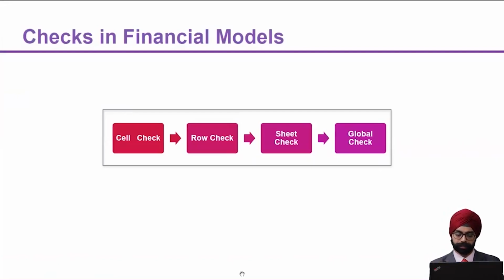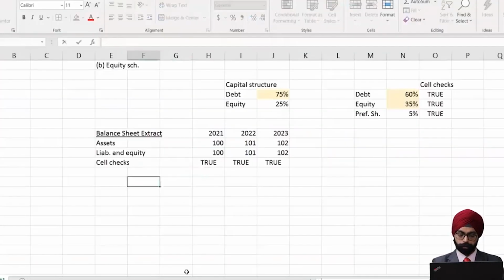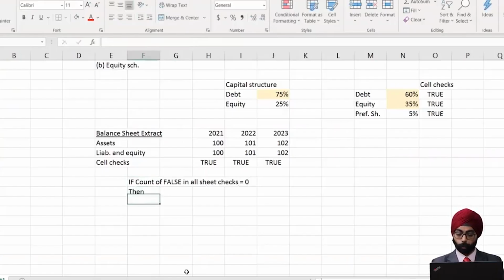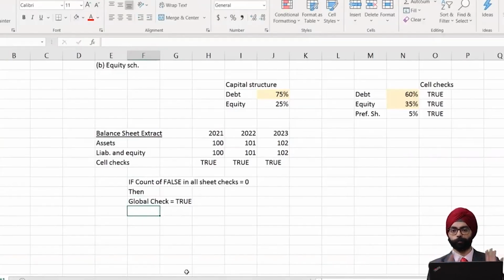So what we do there is that if the count of false in all sheet checks is equal to 0, then the global check, or what you can call the master check, is going to show you true, because then you are saying the count of false equals 0. If the count of false is indeed 0, the global check shows you true. So at any point in time, you have got so many checks in place in the financial model, but you need to only and only focus upon the global check.